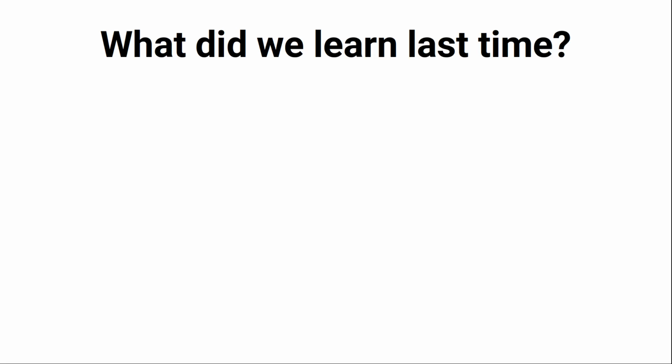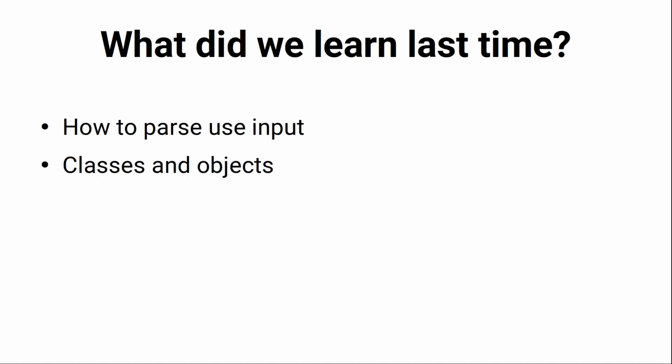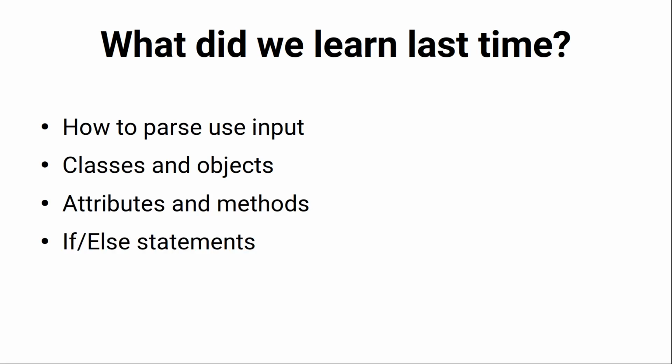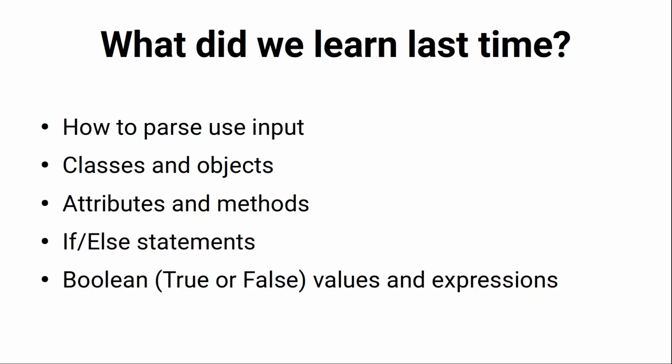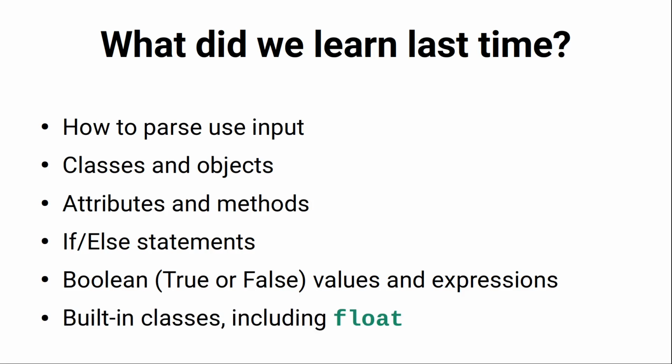In the last lesson, we expanded on the foundational topics from the first lesson, learning how to take text input from the user and parse it into values of different types. We learned that Python uses classes for types and that objects of a class can have attribute values and methods that can be called on them. We learned how if-else statements worked and how to use Boolean true-false values and expressions to determine what code is going to run. Finally, we learned the names of all the different built-in classes, including float for floating point numbers.